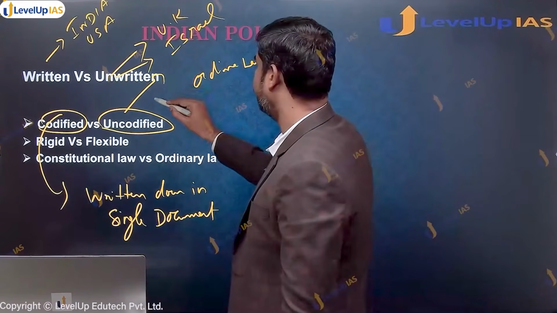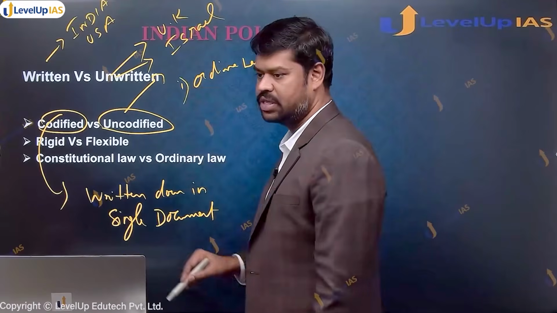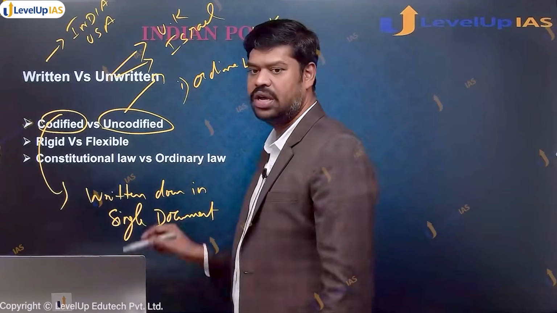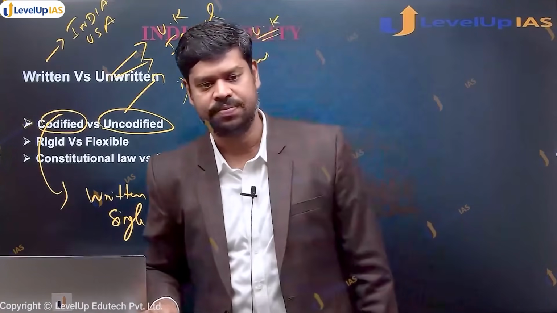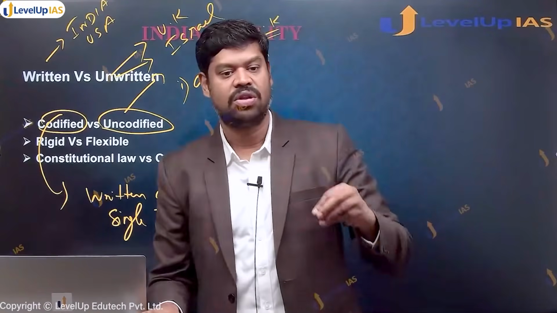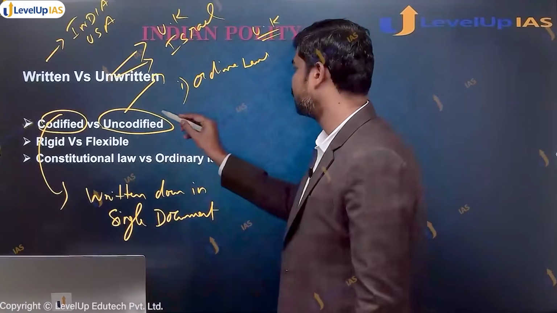In case of UK, when you say it is uncodified, it consists of all the ordinary laws. I'm just taking the example of UK. So what are all the things that are part of their constitution? When I say all the ordinary laws, I have already told you what is ordinary law. What is ordinary law? All the laws that are made by their legislature, that is, all the laws made by the Parliament of United Kingdom. That is part of their constitution.